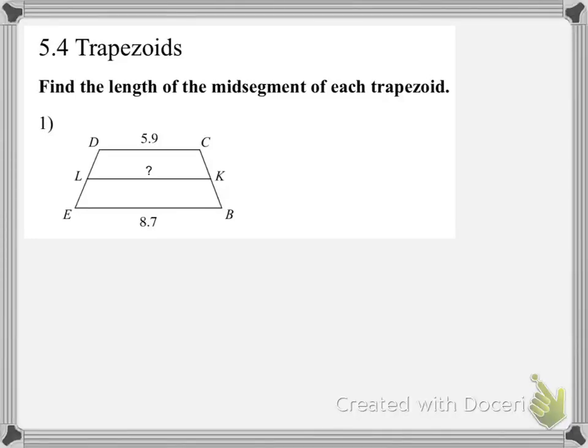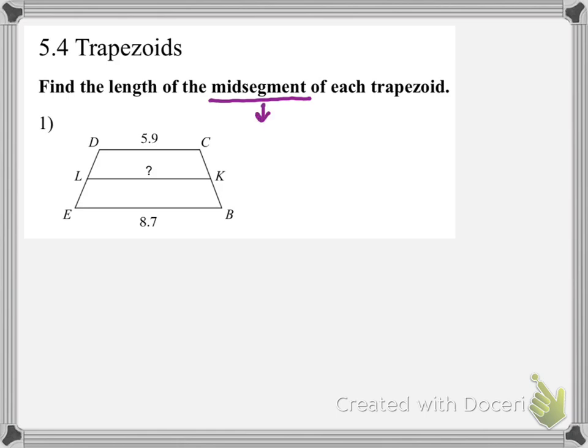One of the only quadrilaterals that we haven't talked about in this chapter yet is trapezoids. Now we've identified what a trapezoid is, but we haven't really talked about any of their properties. Well, in a trapezoid, there are such things called a midsegment.